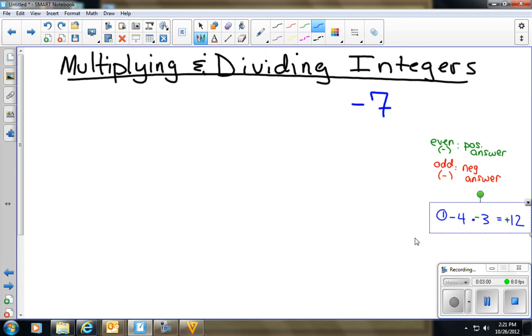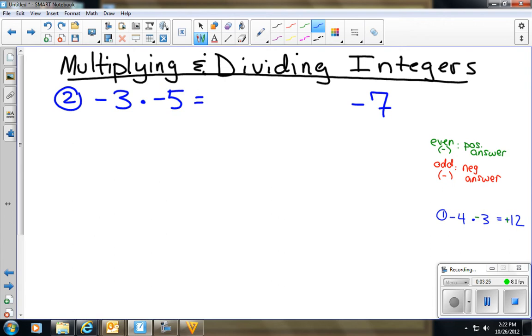And this way of doing the even amount of negative signs, odd amount of negative signs, this works for multiplying and dividing. So we're going to do a little bit of each. It doesn't matter if you multiply or divide, this rule sticks for both things. So doing another multiplication problem. Let's say that we have negative 3 times negative 5.